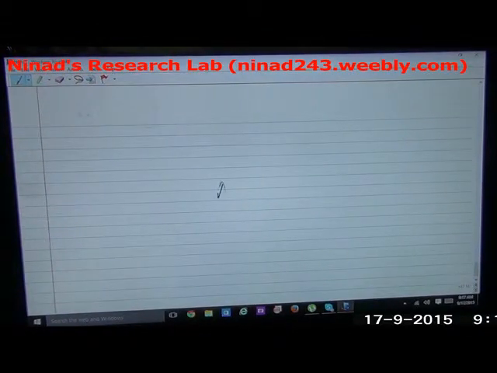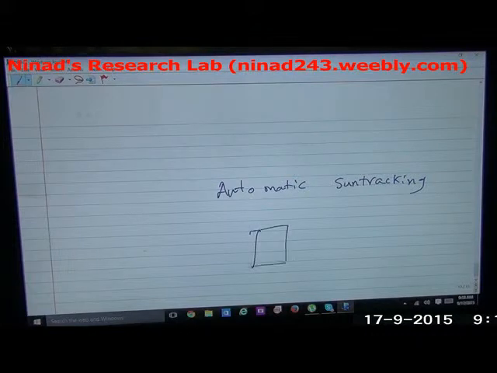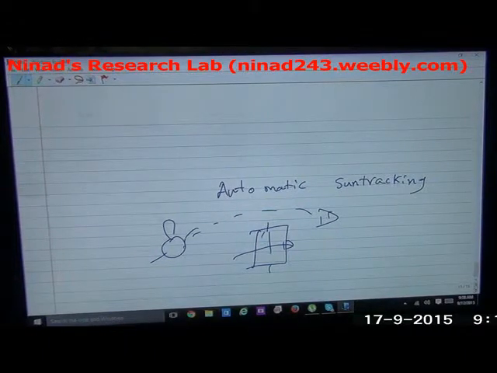The next project is basically an automatic sun tracking system. A sun tracking system is a system in which, like a sunflower, as the sun moves from one direction to the other, it follows the sun such that the panel is always perpendicular to the sun, and that can happen in, generally there is something called Uttarayan and Dakshinayana.